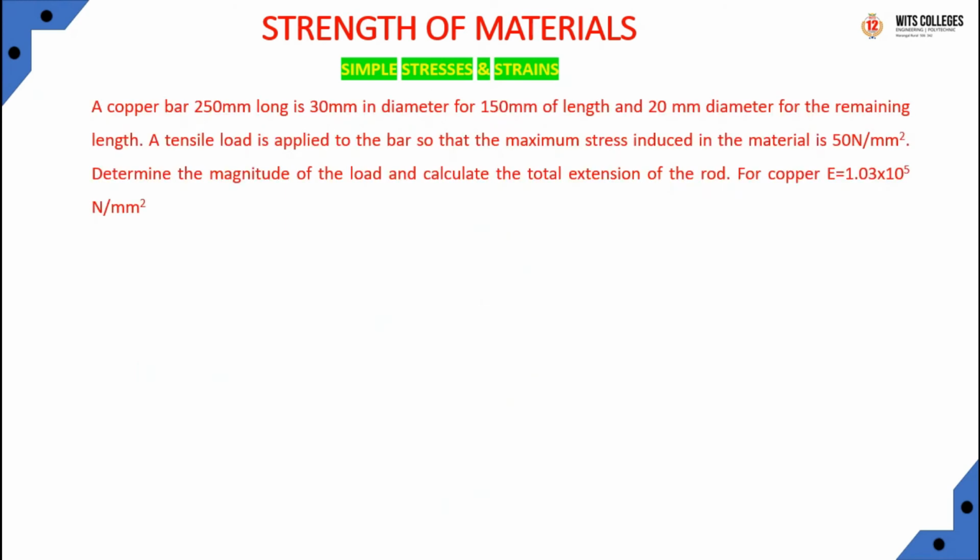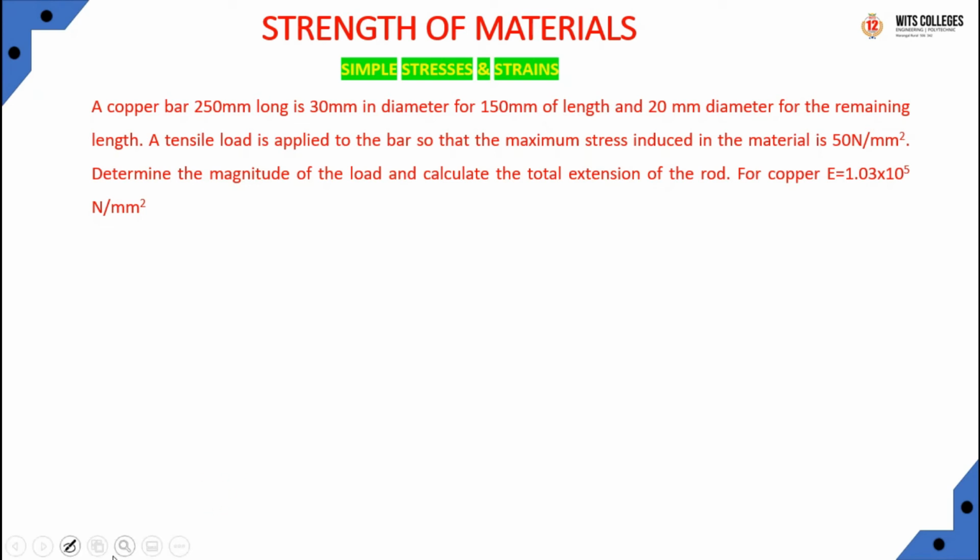The problem is: a copper bar 250 mm long is 30 mm in diameter for 150 mm length and 20 mm diameter for the remaining length. A tensile load is applied to the bar so that the maximum stress induced in the material is 50 Newton per mm square. Determine the magnitude of the load and calculate the total extension of the rod. For copper, the Young's modulus is 1.03 into 10 power of 5 Newton per mm square.